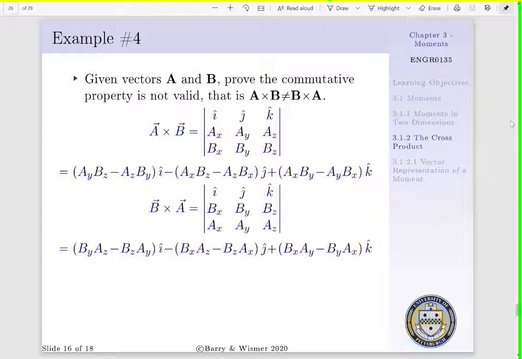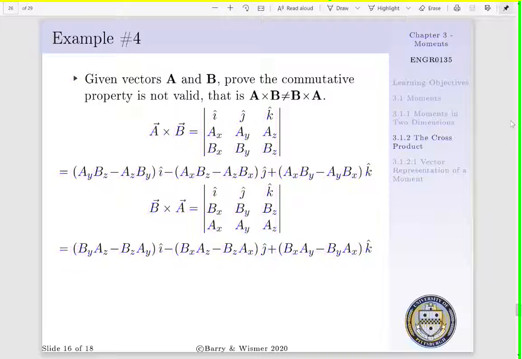Now, we will take B cross A, and we'd take the determinant of I hat, J hat, K hat, BX, BY, BZ, AX, AY, AZ. And we'd be left with (BY AZ minus BZ AY) I hat, minus (BX AZ minus BZ AX) J hat, plus (BX AY minus BY AX) K hat.